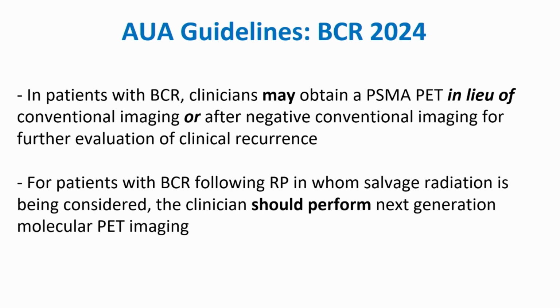These are actually the guidelines that were just updated 3 weeks ago, the biochemical recurrence guidelines. In patients with biochemical recurrence, clinicians may obtain a PSMA PET in lieu of conventional imaging or after negative conventional imaging for further evaluation of clinical recurrence. And they actually make a very strong statement next: for patients with biochemical recurrence following radical prostatectomy in whom salvage radiation is being considered, the clinician should perform next generation molecular PET imaging. And that's a strong statement because, as you know, a lot of these guidelines are often a little bit wishy-washy, but this is a strong "should perform next generation molecular PET imaging."